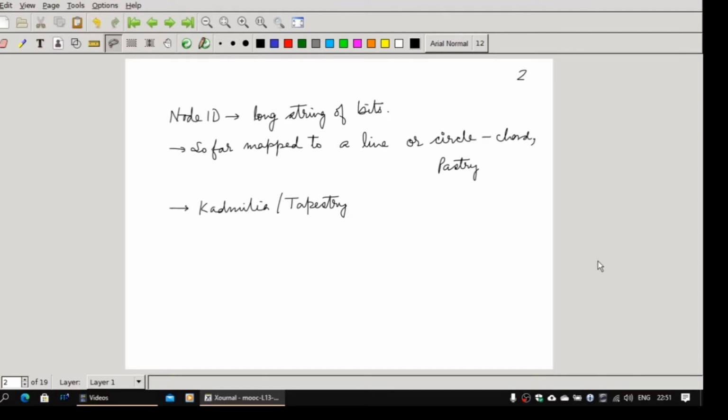Kademlia and Tapestry work in a slightly different fashion. For example, in Kademlia, we take the first bit of the hash ID and compare it with a node. So we are going to choose either 0 or 1. If you are at any node, you will find out if the first bit is matching, it's perfect. So you go on this side and then there is going to be another circle where the current node is here. So current node was here, current node is here. If it matches, it goes into another smaller circle and so on. Otherwise, it goes on to the other side.